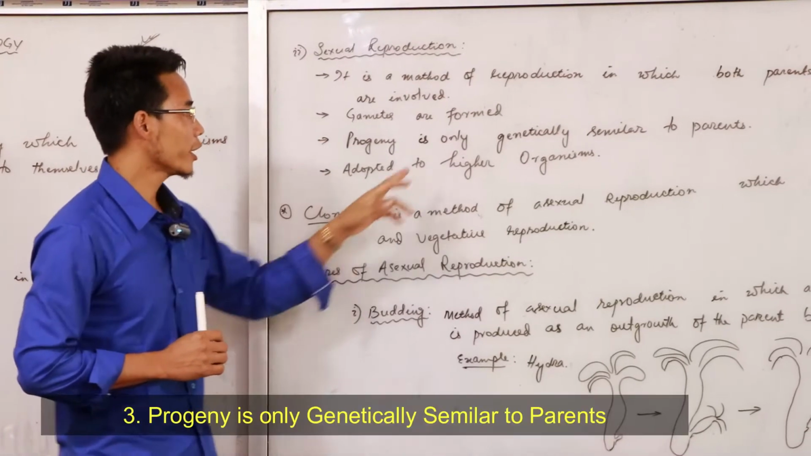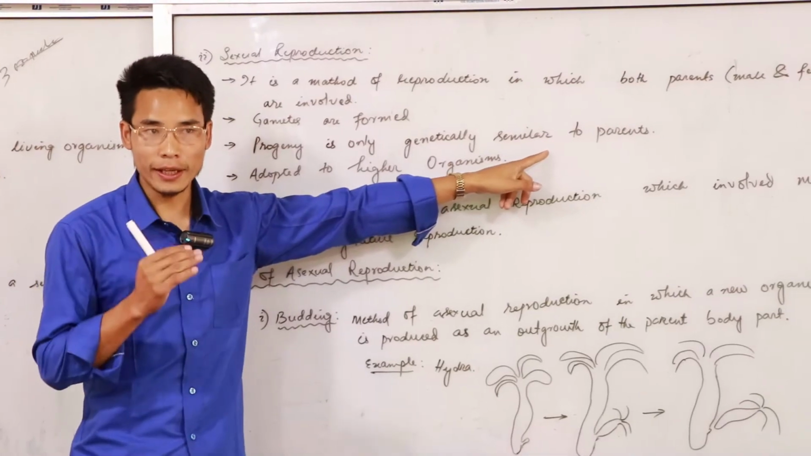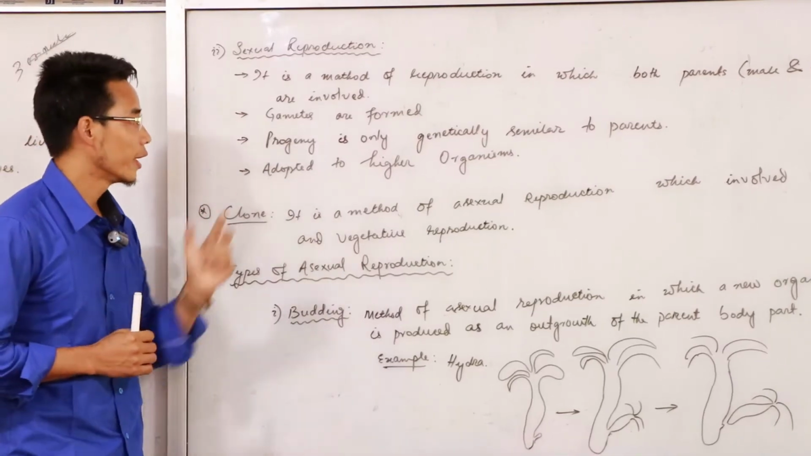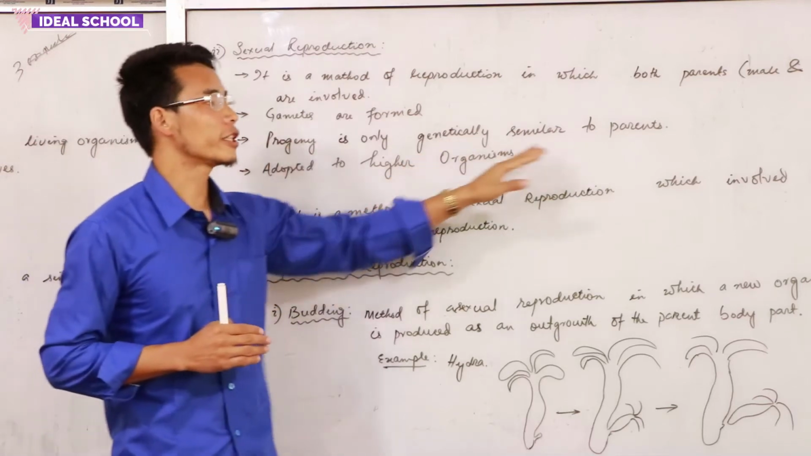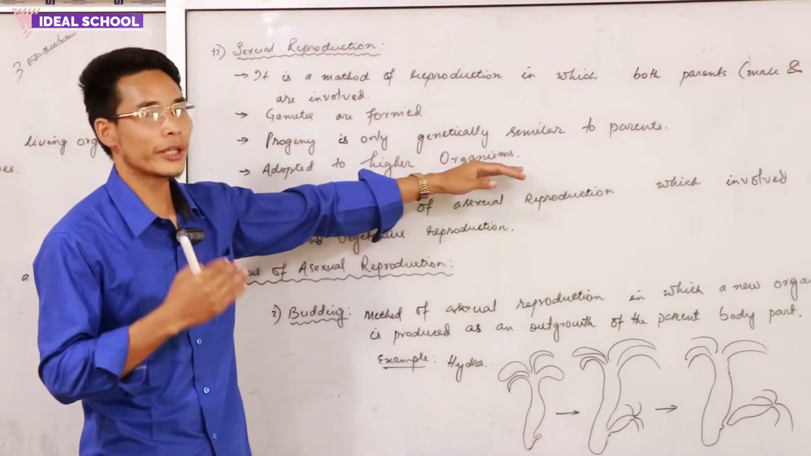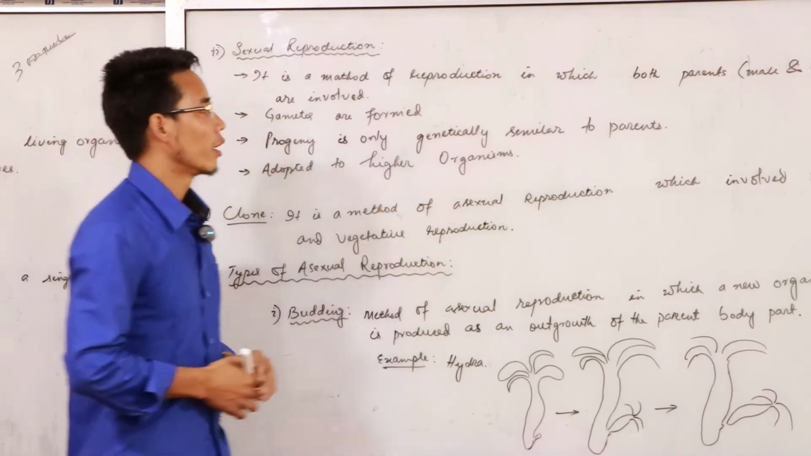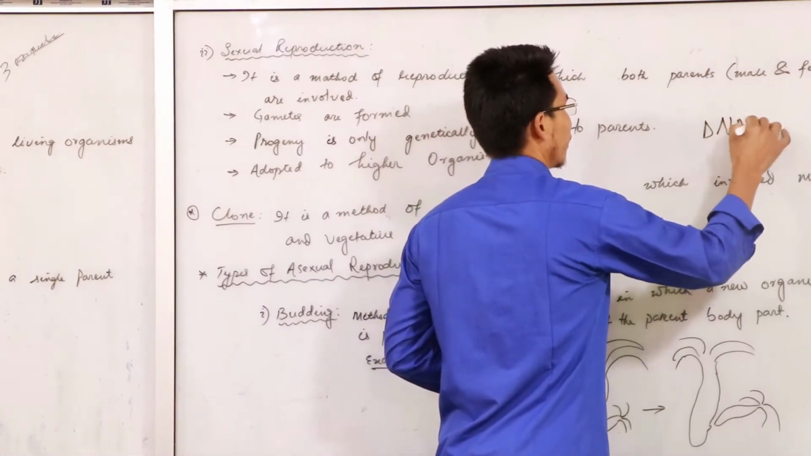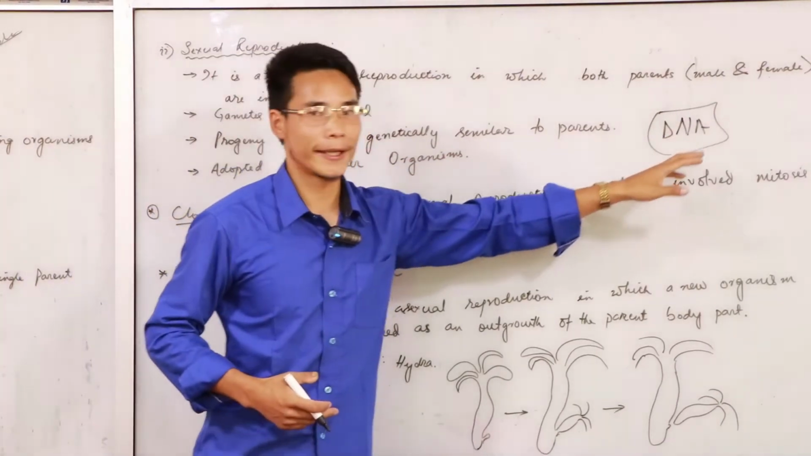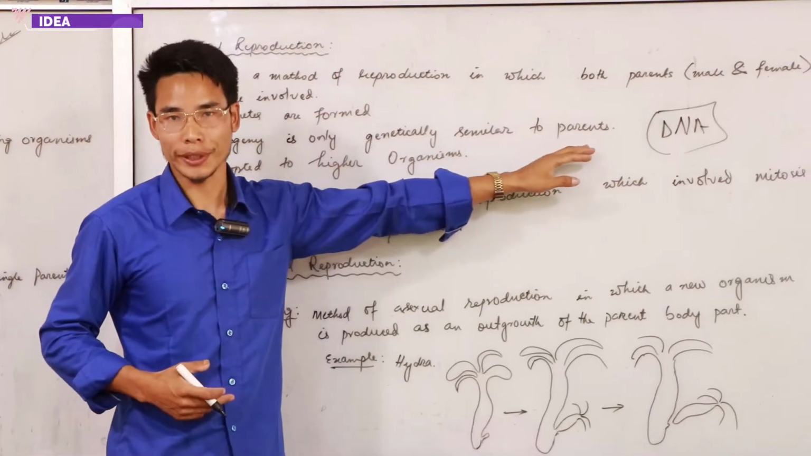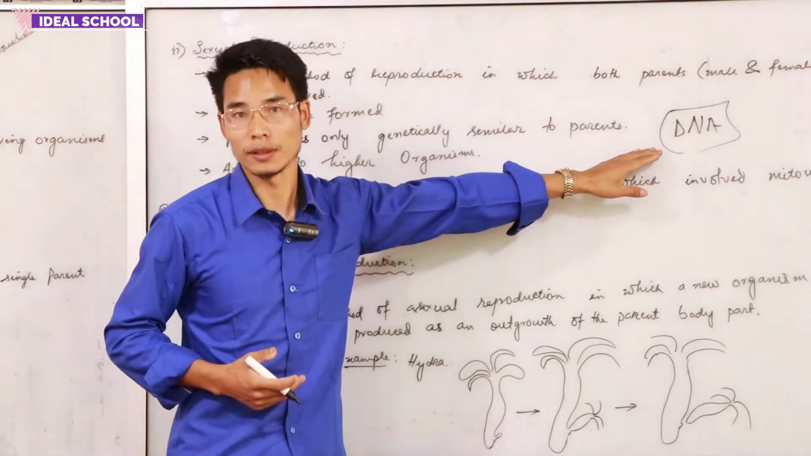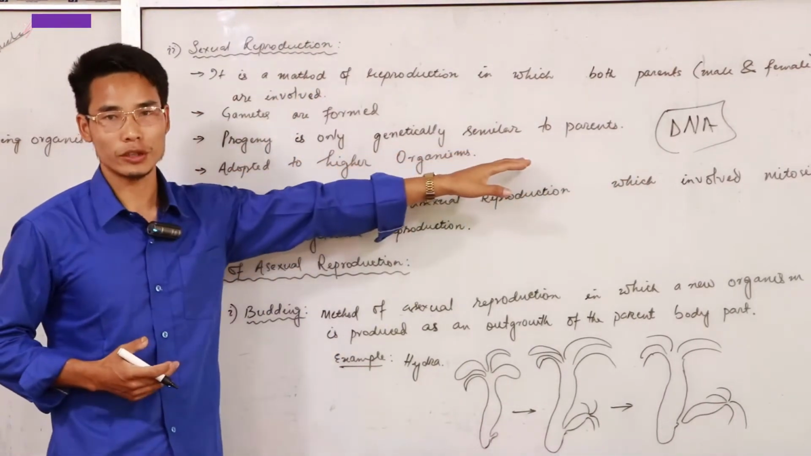And the third, progeny is only genetically similar to parents. In sexual reproduction, because of the involvement of two parents, male and female, the progeny are not identical. It is genetically similar to parents. Genetically, we mean that from one generation to the next, from parents to their offspring, DNA, the gene, is always transferred from one parent to the child. Because of this DNA, we are genetically similar to our parents. The color of the parents and the color of their sons and daughters may be different, but genetically they will be similar. That is the meaning of this. Progeny is only genetically similar to parents.